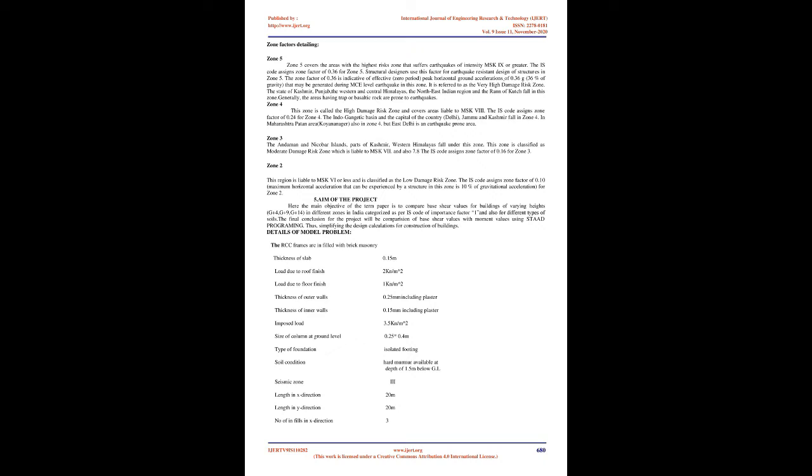14. Design seismic base shear. The total design lateral force, or design seismic base shear, along any principal direction shall be determined by the following expression. VB equals A times W, where A equals the design horizontal acceleration spectrum value using the fundamental natural time period Ta in the considered direction of vibration, and W equals the seismic weight of the building.